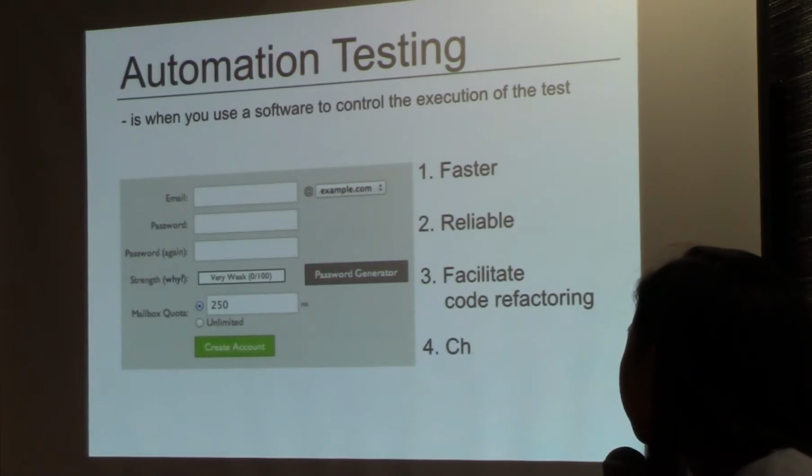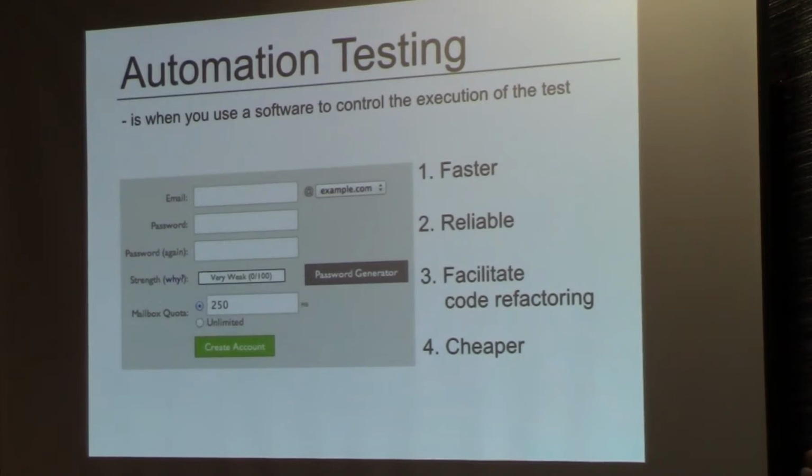Fourth, automated test is cheaper. You just have to pay once for the testing tools, if the testing tools is not free, of course. Well, in manual testing, you have to pay multiple times for the same work, like entering values on those text fields.